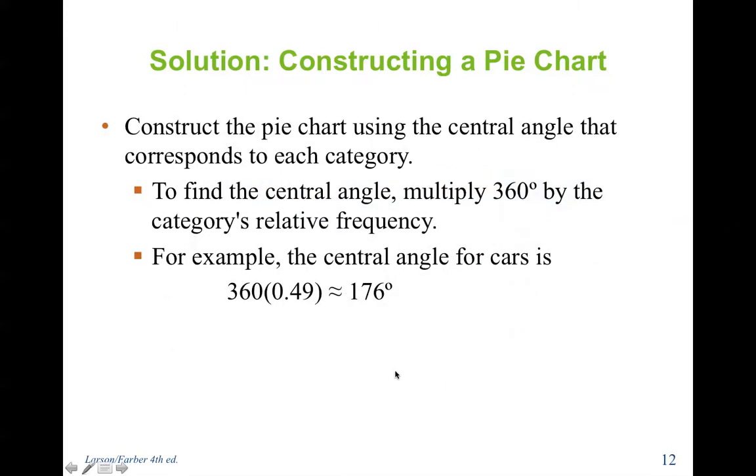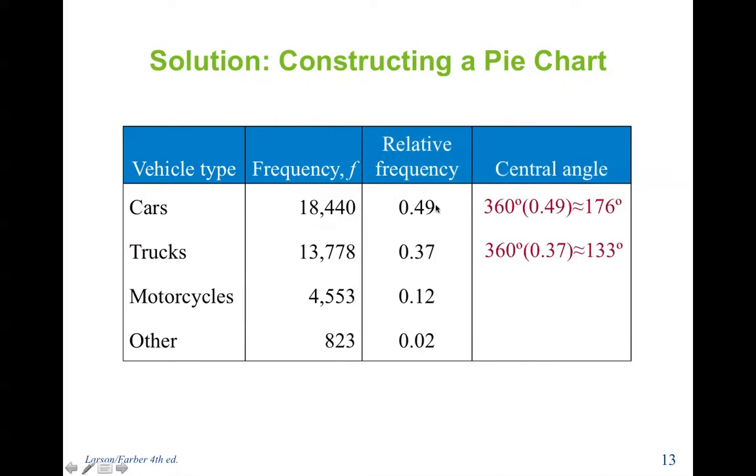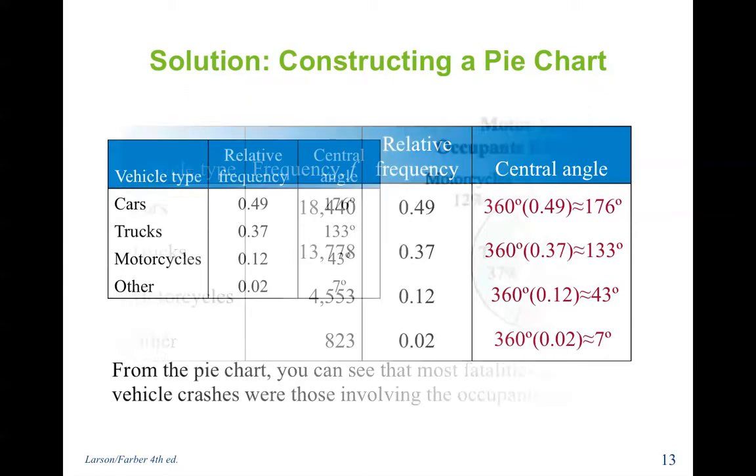So since there are 360 degrees in a circle, we will take 360, multiply it by 0.49, and we will get 176 degrees. We will do this for each of our vehicle types. And this central angle that we just calculated by 360 times the relative frequency will give us the degree of that representative in the pie chart.